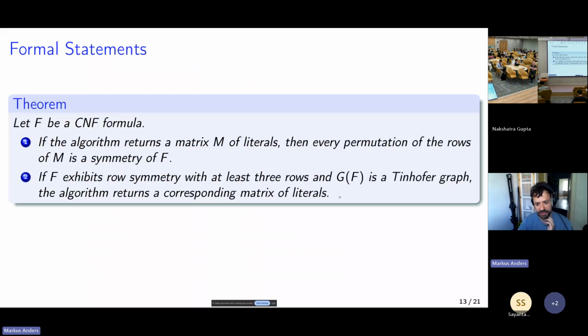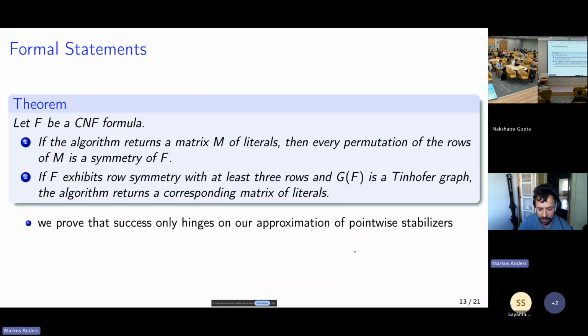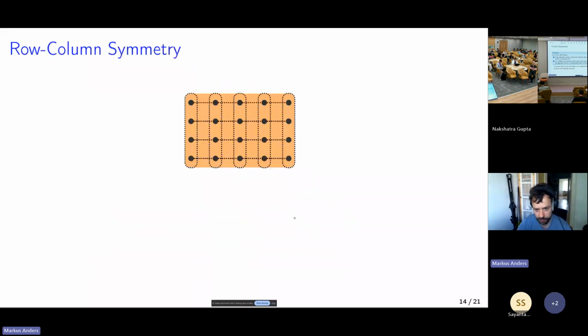One thing I wanted to mention is that I've only shown the pictures here. So this is a wall of text. You don't need to read it. What I want to say is that in the paper, we prove that this is correct. So we prove that success only hinges on the correctness of this approximation. And we also do this for the other structures that I'm going to show, but I'm not going to flash the theorems. Just want to mention that in the paper, we do this formally. All right. Now, on to the next structure.